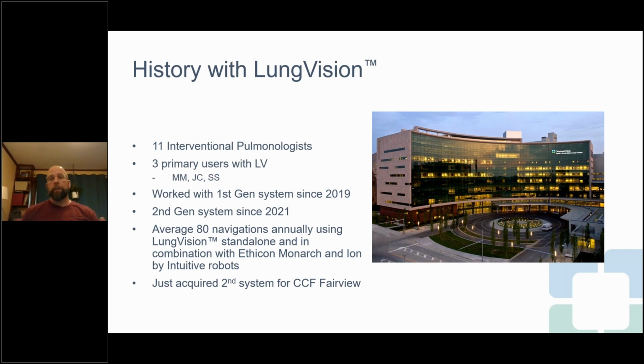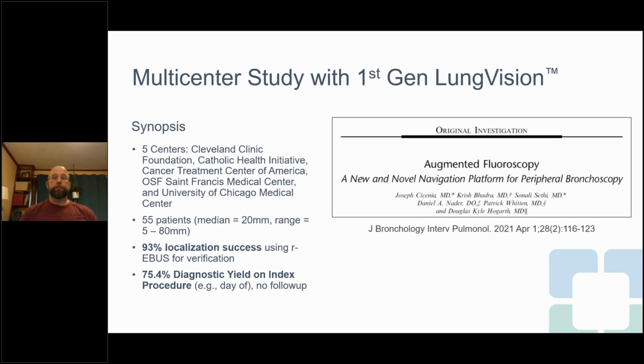On average, we've done around 80 using Lung Vision as either a standalone modality, more so in the beginning, and then more recently in combination with, unfortunately, an embarrassment of riches. We have both a Monarch and an Ion, so it's been used in both robots. And a little bit to show how much we believe in this, Joe Cecinia, who does some of his off-main campus work at Fairview, just got a second system for that hospital as well.